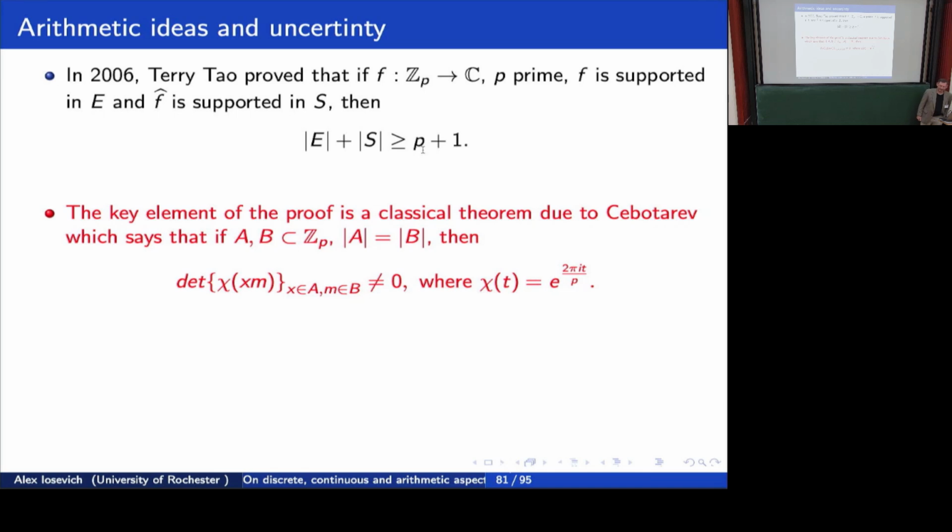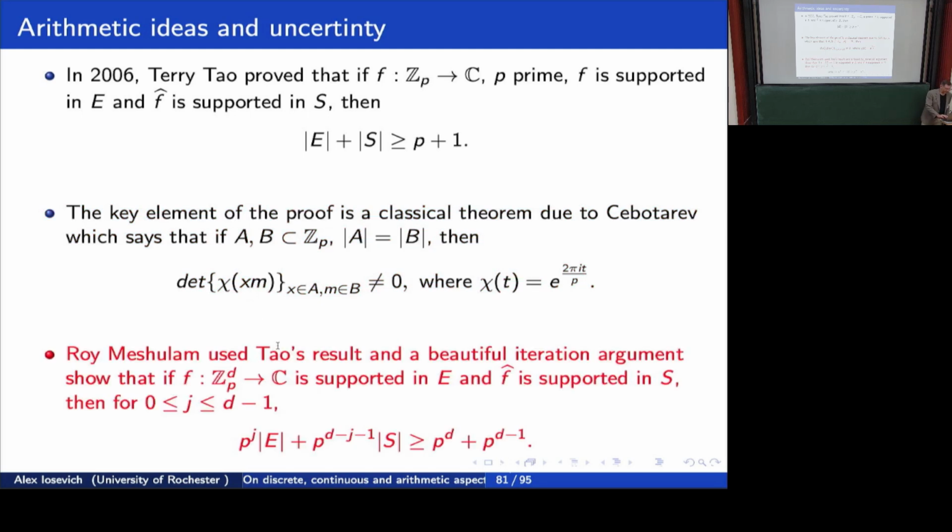It's Chebotarev, right? Okay. It says that if A and B are subsets of Z_P, and the size of A equals the size of B, then if you take the determinant of a minor of the Fourier matrix, where x is in A and m is in B, this determinant is not equal to 0. So chi of t is the usual character over Z mod P.